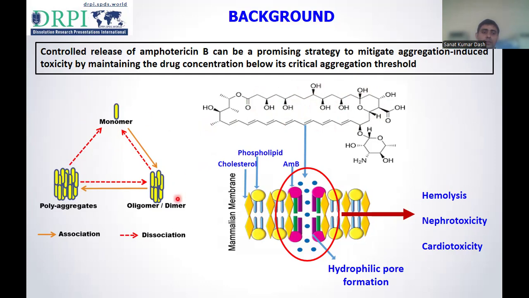Amphotericin B exists in 3 different forms: monomer, oligomer, and polyaggregate. Monomer self-aggregates to oligomer, which on self-aggregation forms polyaggregate. Out of these 3 forms, the oligomeric form is highly toxic.